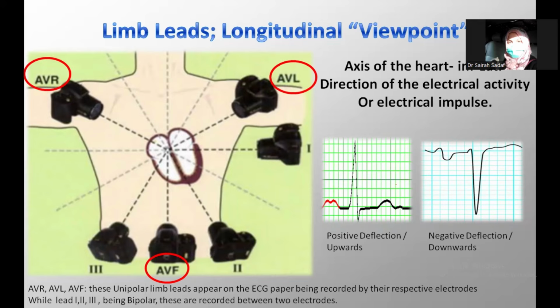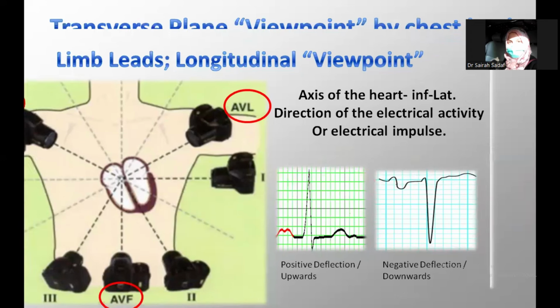So the AVF is always upright. And if it is downwards, it means there is something wrong. Now about the AVR, most of the time, always, it's negative. Why? Because it is recorded by the electrode on the right side. So it detects that the electrical activity is going away from it. So of course, it will give you a negative deflection in the lead AVR.